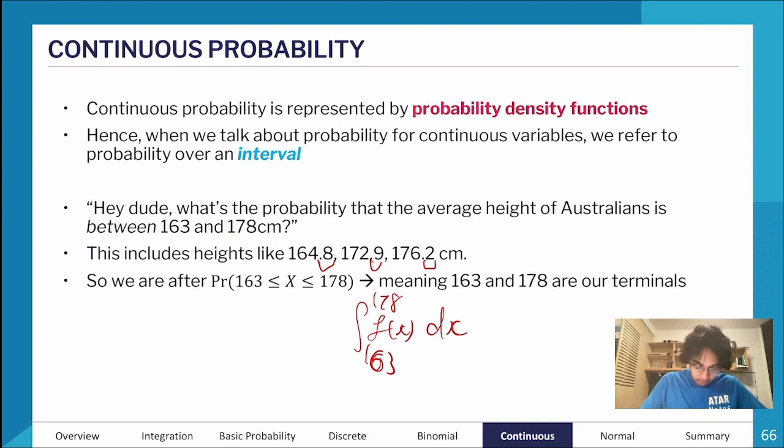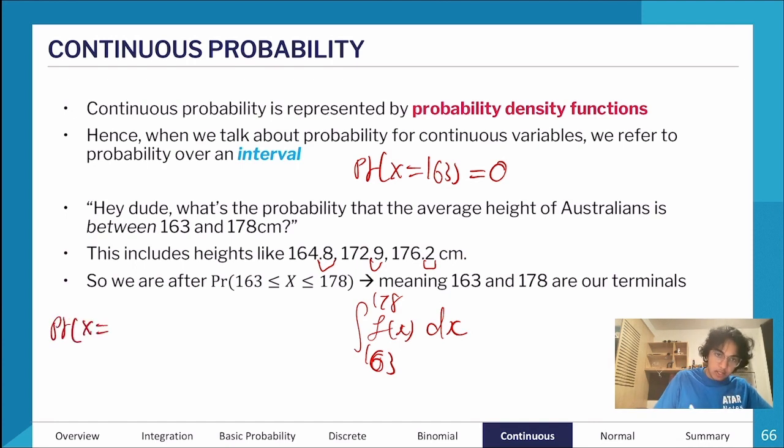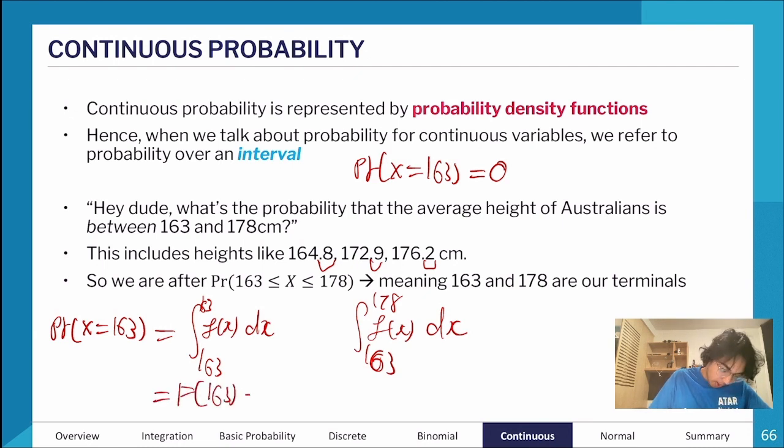Another thing to note is that for a continuous probability function, you can't find a particular case. I'll give you a second to think about that. Why could that be true? Type your answer in chat. Why would this be equal to 0? Because it is. One possible explanation is that for a probability density function, when it's a continuous function, I'm taking an integral from 163 to 163 of f of x dx, which is just capital F of 163 minus capital F of 163, which is equal to 0.